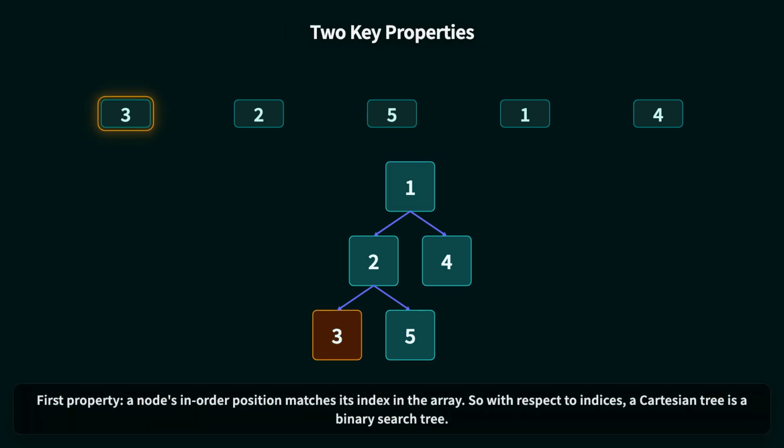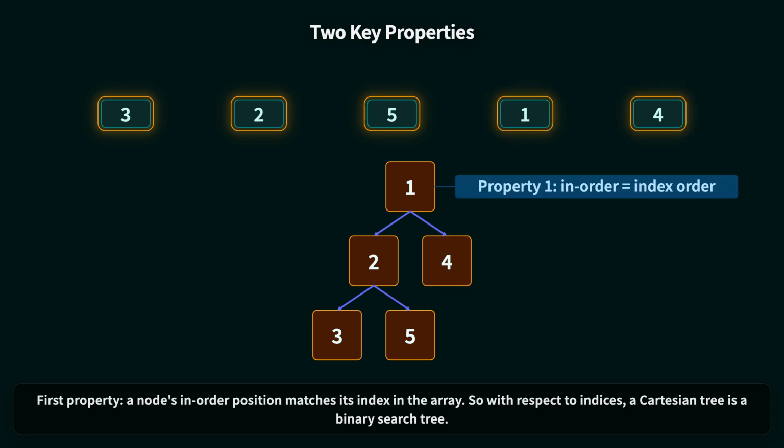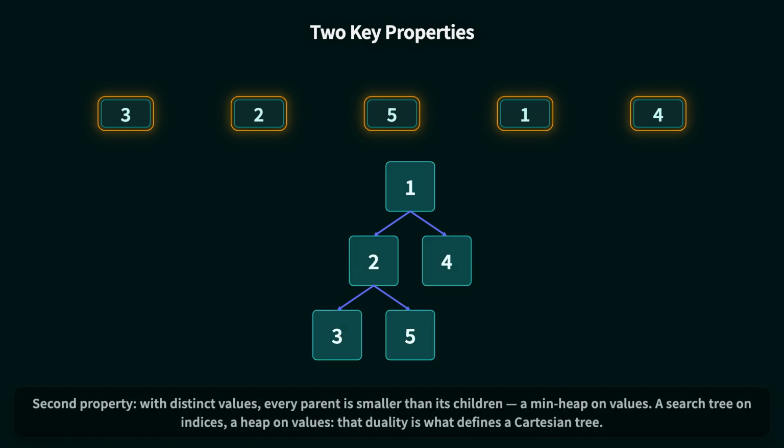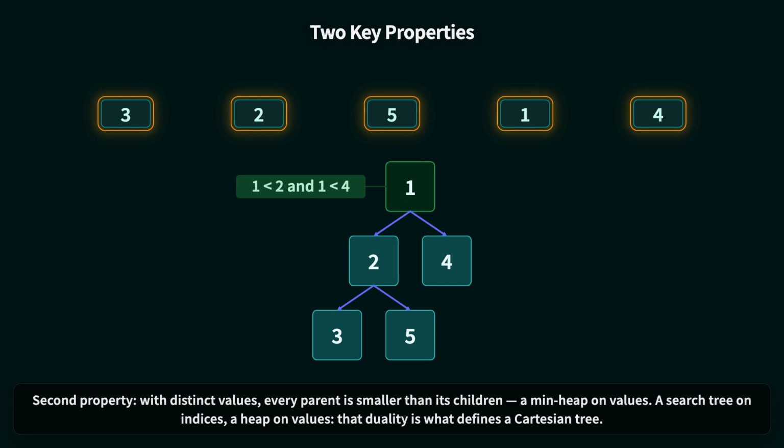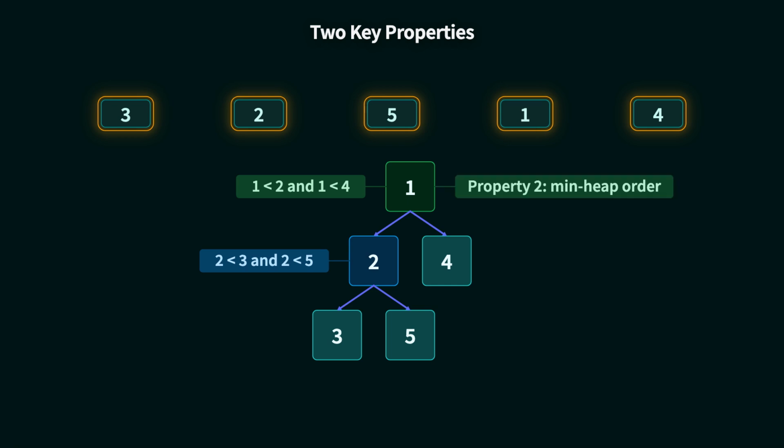First property. A node's in-order position matches its index in the array. So with respect to indices, a Cartesian tree is a binary search tree. Second property. With distinct values, every parent is smaller than its children. A min heap on values. A search tree on indices, a heap on values. That duality is what defines a Cartesian tree.